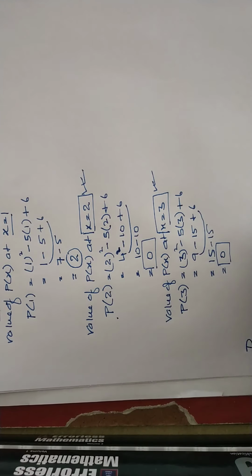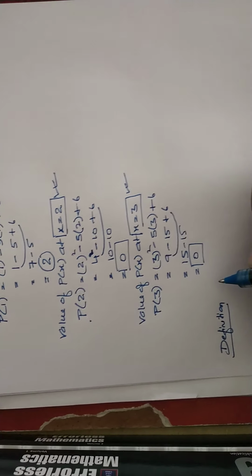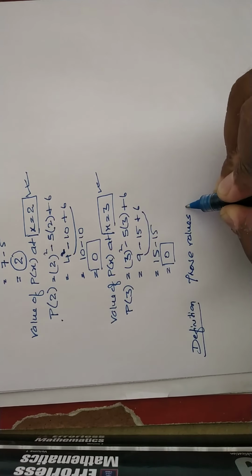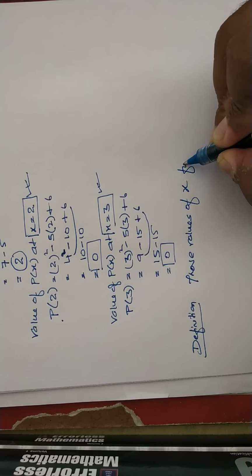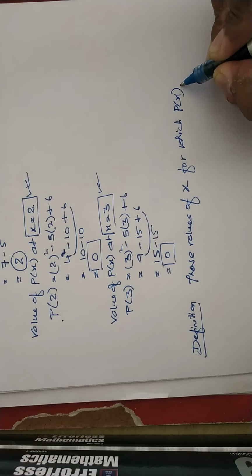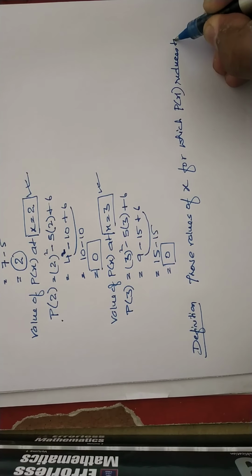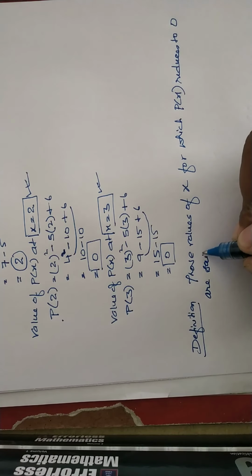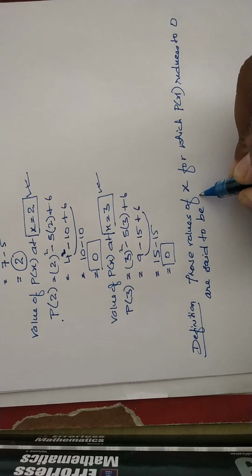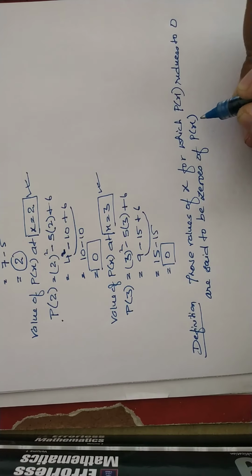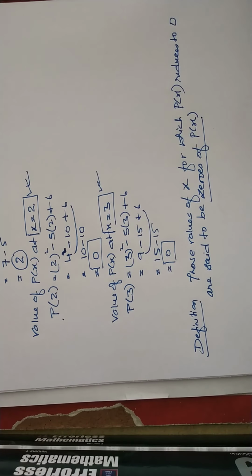So definition of zeros of the polynomial is that those values of x for which p(x) reduces to 0 are said to be zeros of p(x), that is zeros of polynomial p(x).